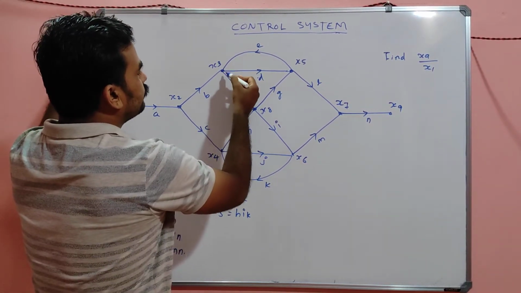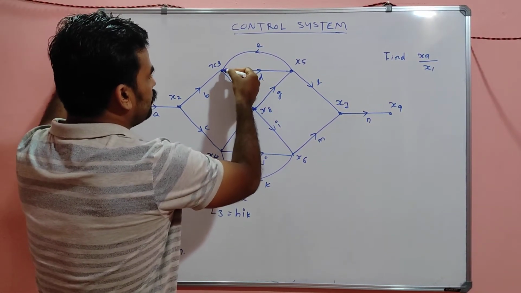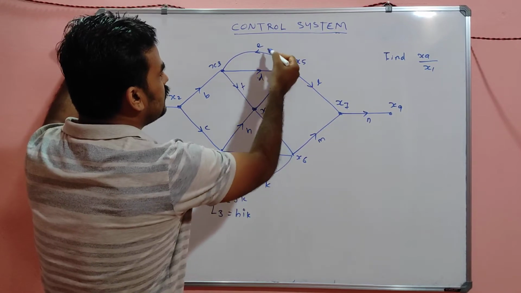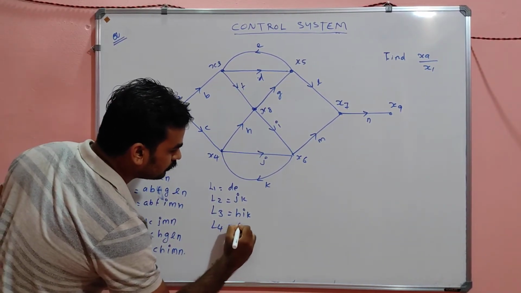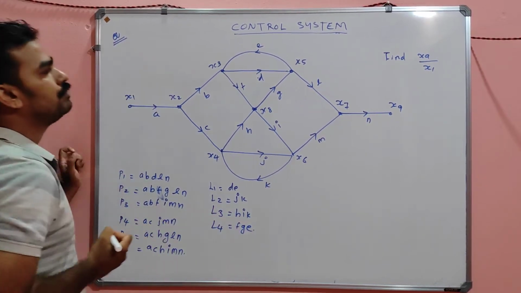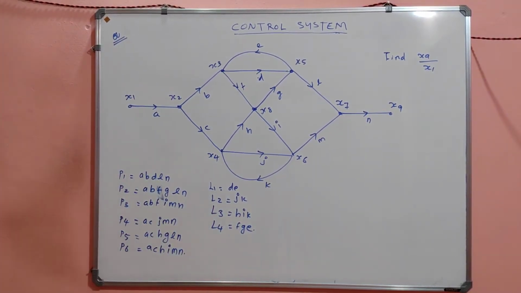Similarly, see, my dear, start from here, FGE. HIK and FGE. Is there any other loop? No. No. Is there any other loop? No.